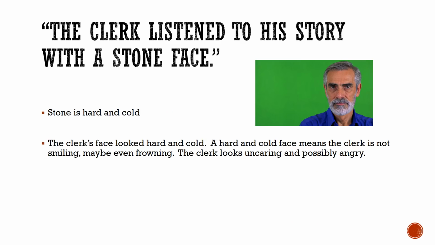All right, let's find out. The clerk listened to his story with a stone face. Now, stone is hard and cold. We know that. So that means that the clerk's face looked hard and cold. Now, let's think about what a hard and cold facial expression really means. That would mean that the clerk is not smiling, possibly frowning, and probably looks uncaring and maybe even a little angry. Like this man on this slide looks pretty serious, a serious face, not happy to hear the story, right? Very serious and maybe even a little upset with the person who's telling the story. It was such an interesting way to describe that clerk's facial expression without telling us he was frowning, his eyebrows were over his eyes, but just giving us a mental image of him having a stone face.